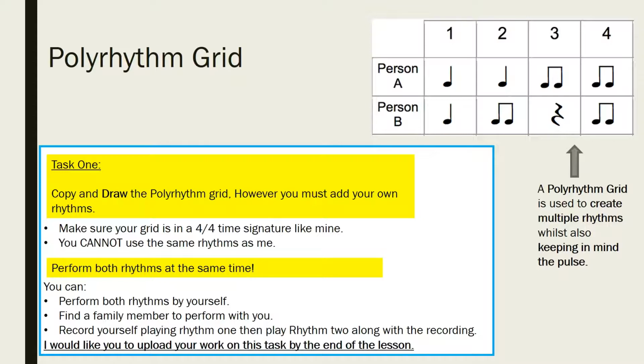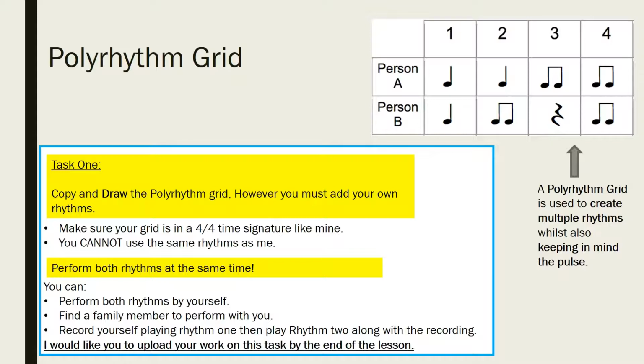And what you do with the polyrhythm grid, you can see you combine those two rhythms together and you know when each rhythm falls with the pulse. So they should play at the same time. So for example, pulse 2, sorry, person A should play tea, while person B should play coffee. And they should play that at the same time. So one person goes tea and the other person goes coffee.